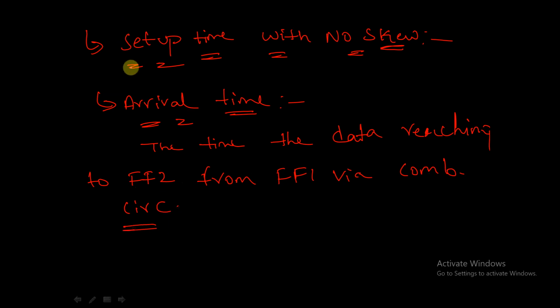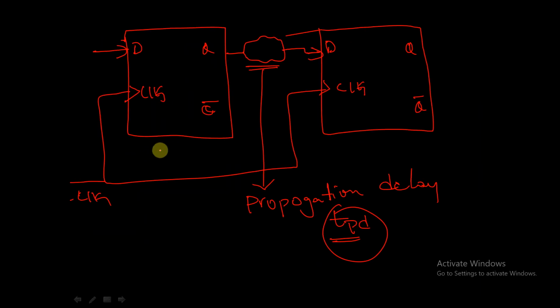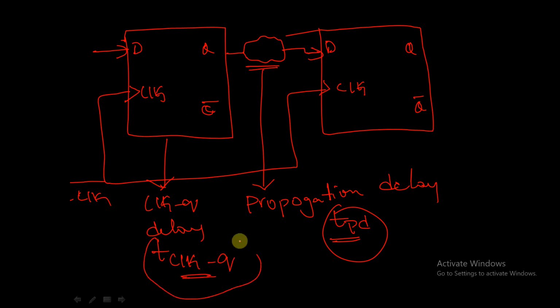So how to calculate this arrival time? Simple. What is the clock to Q delay for flip flop one? Flip flop one has some clock to Q delay, right? That is represented by T clock to Q. The time the flip flop takes to produce the output is called clock to Q delay. That is, the time the flip flop takes to generate an output after giving the input to the flip flop, right?